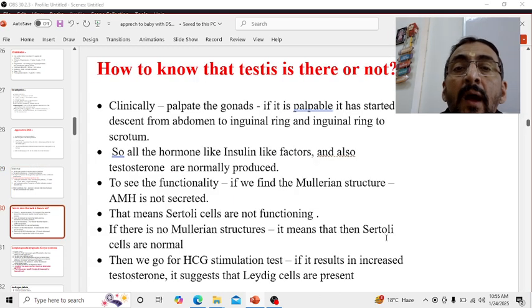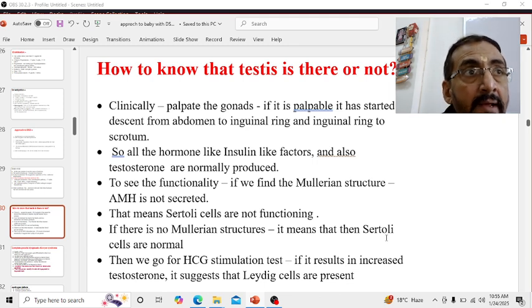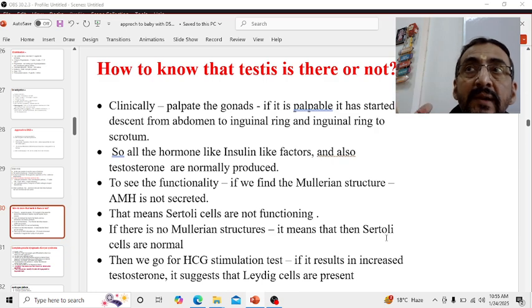Similarly, how do we know whether the testis is there or not? Clinically, yes, you palpate the gonads, and if it is palpable, it has started its descent from the abdomen to the inguinal ring, and from the inguinal ring to the scrotum, as we have described earlier also. The descent of the testis is a big process. First, from the abdomen, it has to come to the inguinal ring. From the inguinal ring, it has to come to the scrotal bag.